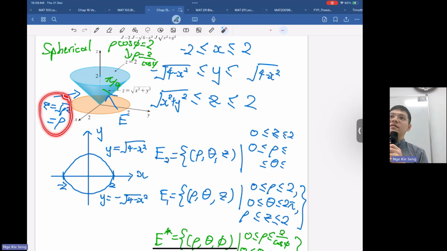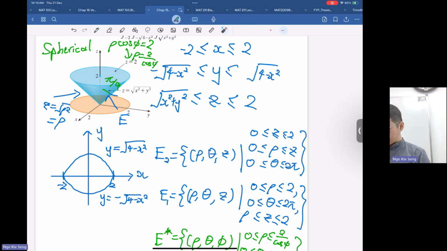The cone equation is z equals the radius. So the radius will change with the height. So rho is bounded below by your height. Okay, and then theta is going from 0 to 2 pi.